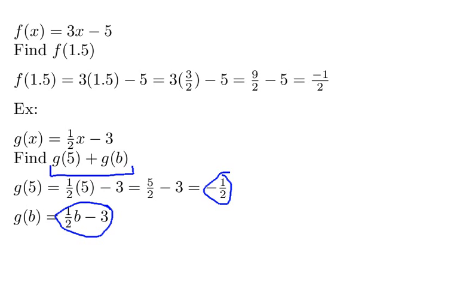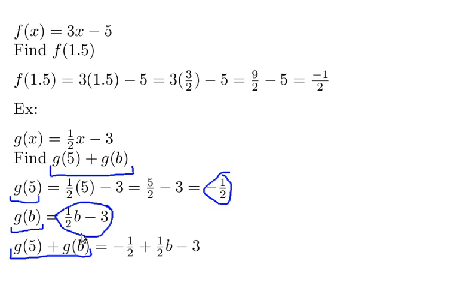So we have negative 1/2 plus 1/2 b minus 3. Let's go ahead and write that too as g of 5 plus g of b equals. So g of 5 plus g of b equals, here's g of 5, which is negative 1/2, and g of b, which is 1/2 b minus 3.